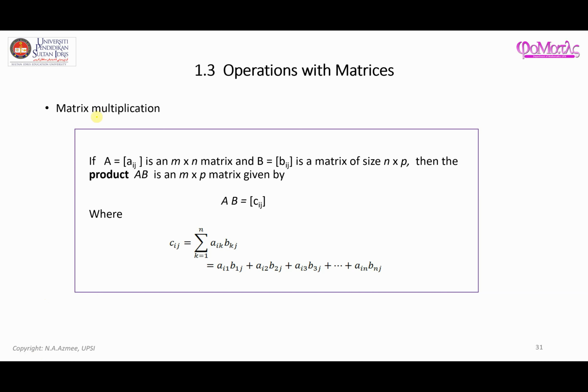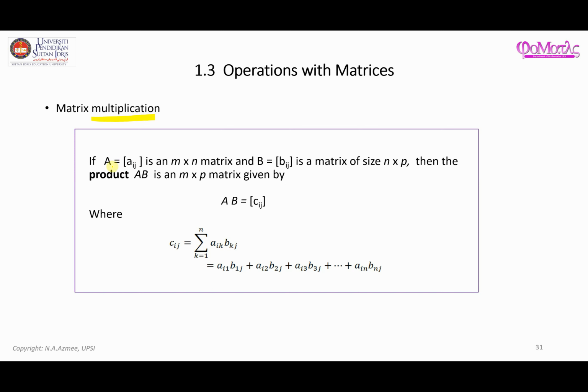In this video, we're going to continue with other operations with matrices. We will look at matrix multiplication first, then move on to understanding a simple idea about the power of a matrix, and then talk about the transpose of a matrix. Without further ado, let's talk about matrix multiplication.